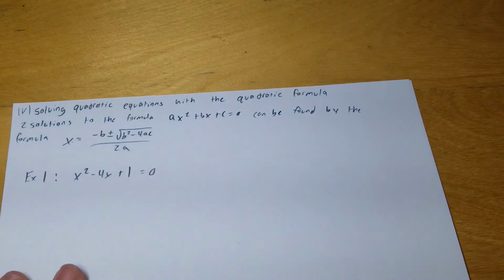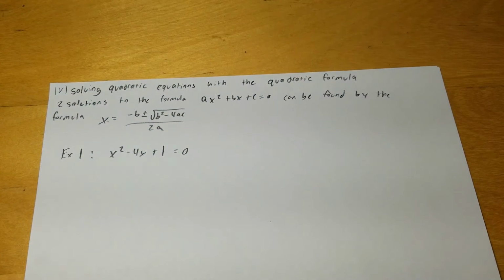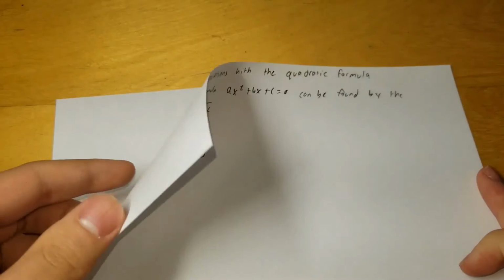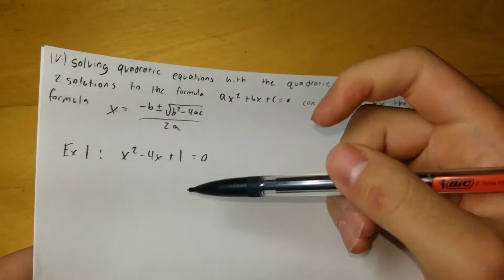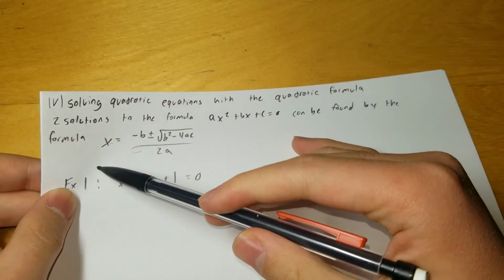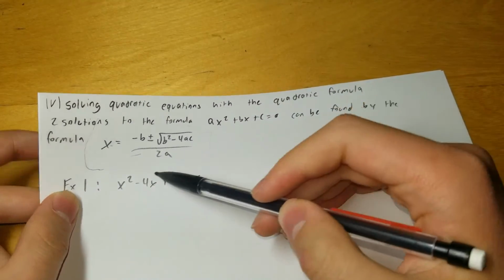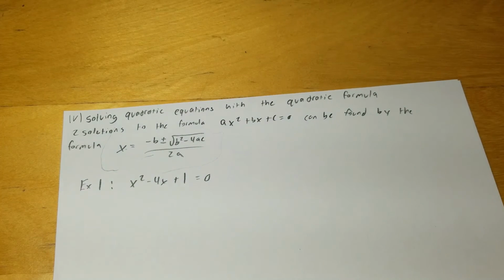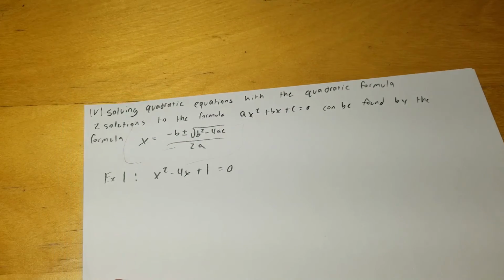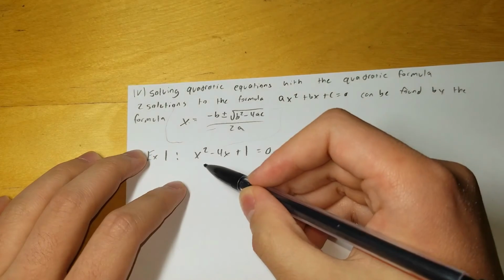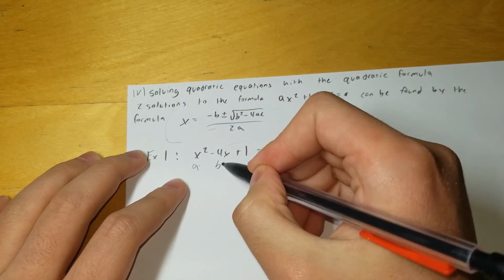Solving quadratic equations with the quadratic formula. Two solutions to the formula ax squared plus bx plus c equals 0 can be found by the formula x equals -b plus or minus the square root of b squared minus 4ac, over 2a. Little word to the wise, guys: it's really helpful if you just memorize this straight up. Keep it in your head, and it'll help you throughout high school and stuff. It's pretty easy. Since this is in the form, this is a, this is b, this is c.